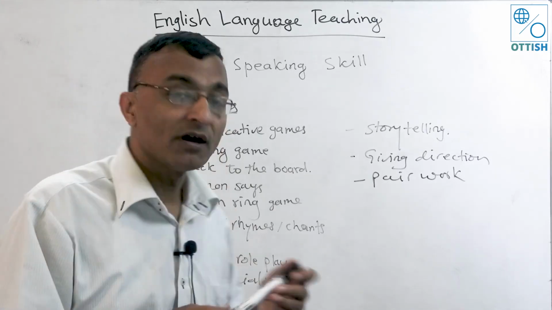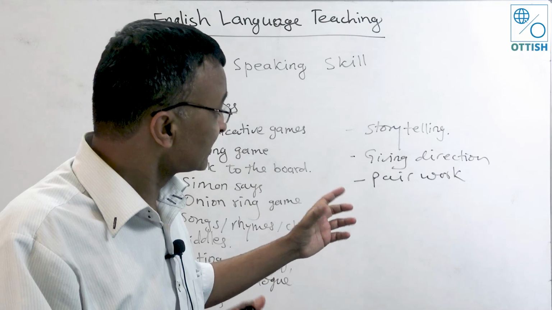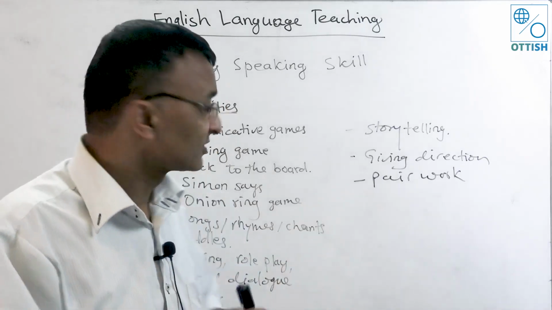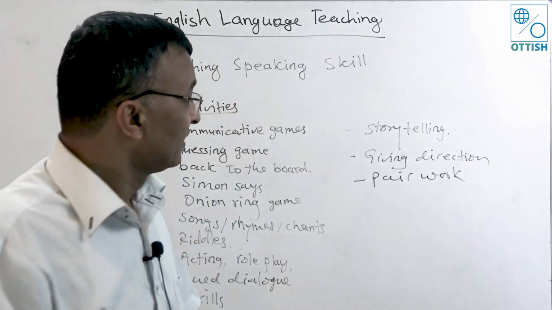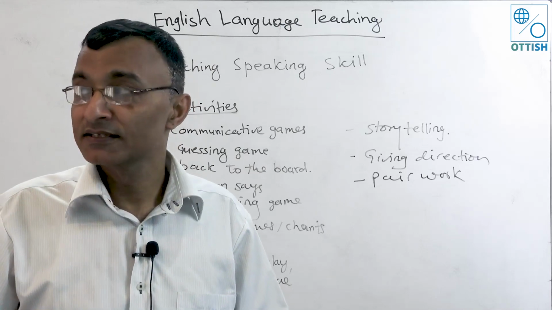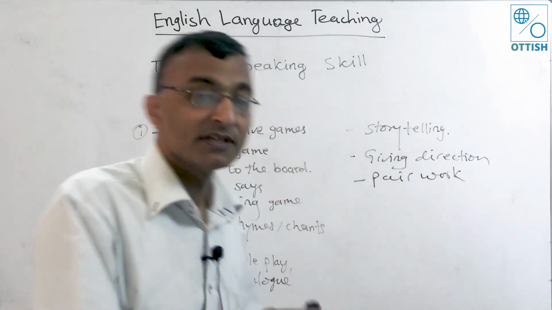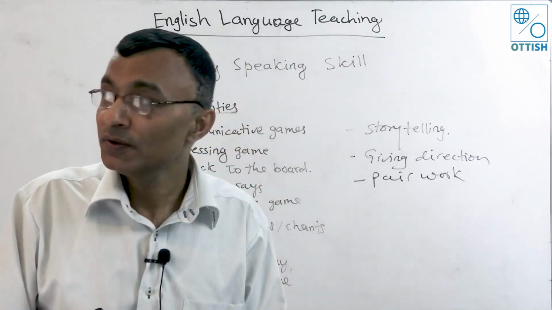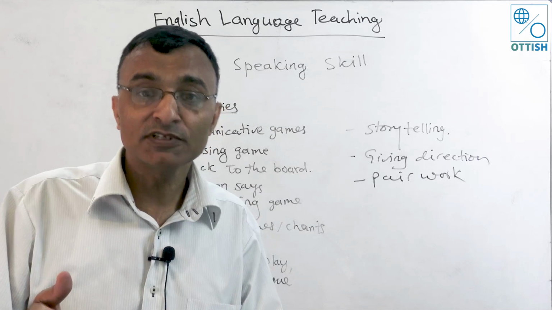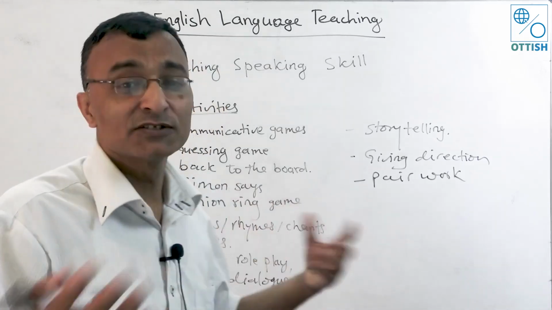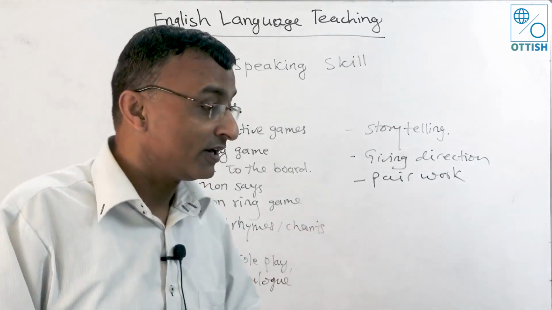For example, offering. If the students are asked to offer something to a partner, that is A and B, for example, A has to offer, for example, would you like a cup of tea? It is an offer. And the second student, that is B, has to respond to the offer.